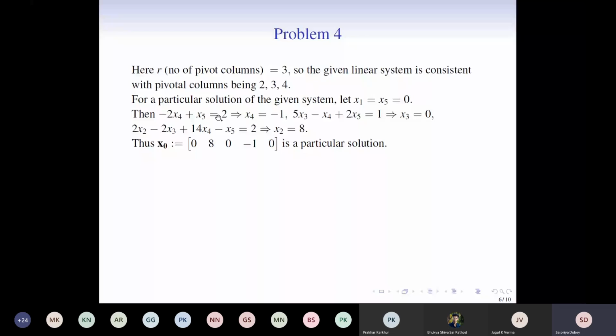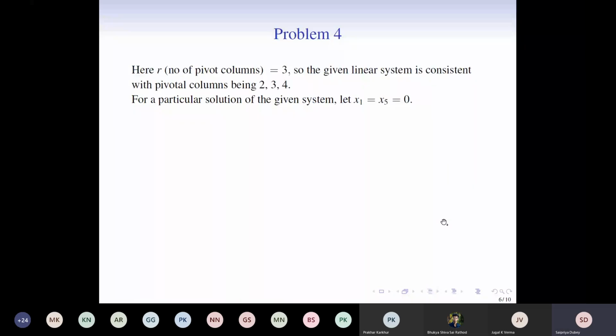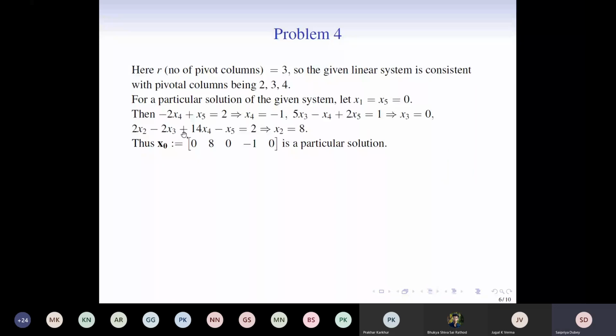Look at the third row here. When you multiply this row with the variable vector, what does this last row correspond to? It just says that minus 2 times x4 plus x5 is equal to 2. So that's what I've written here. This will help us find the value of x4. We need to figure out what x4, x3 and x2 are, so that's what we are doing.